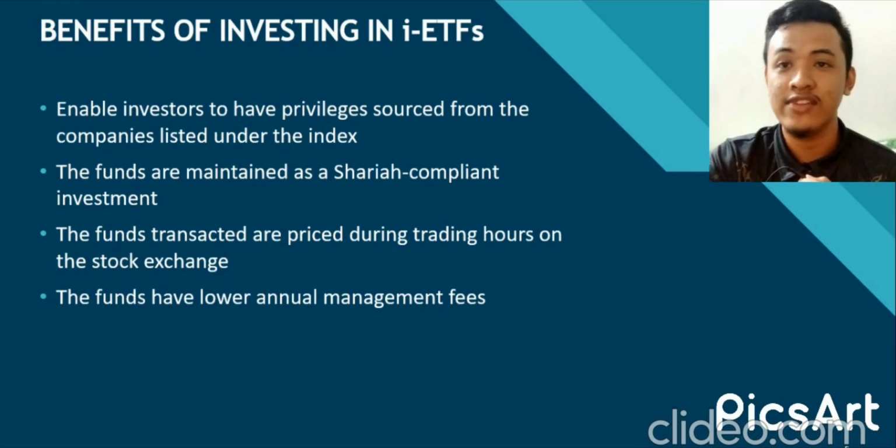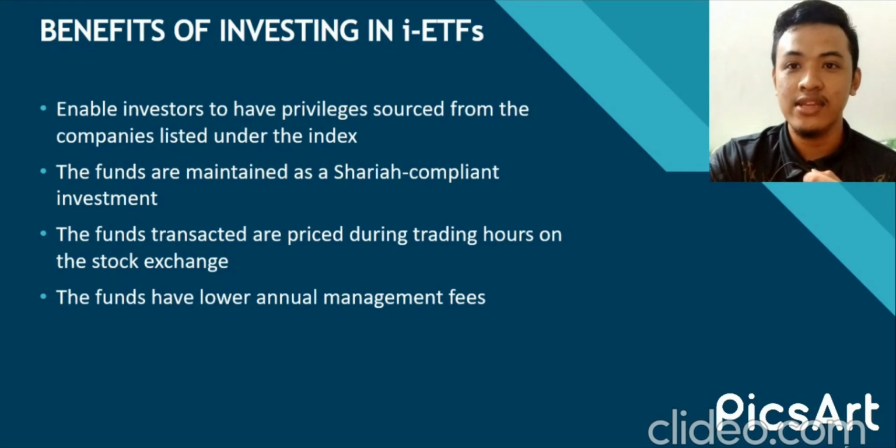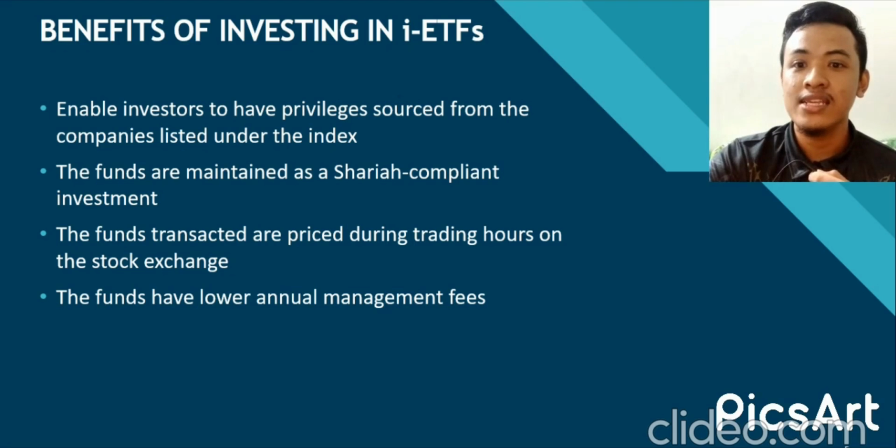Next is the benefits of investing in Islamic Exchange Traded Fund. The first benefit is that it enables the investor to have exposure to the companies listed under the index without investing directly in each of the stocks owned by the companies. The fund gives investors access to a variety of stocks offered by the companies with different weightage accordingly. The second benefit is that the fund is maintained as a Shariah compliant investment that adheres to Shariah principles and practices. It is also a recognition for non-Muslim investors who prefer to invest in such funds for profitable earnings, safely invested funds, and a secure research platform.